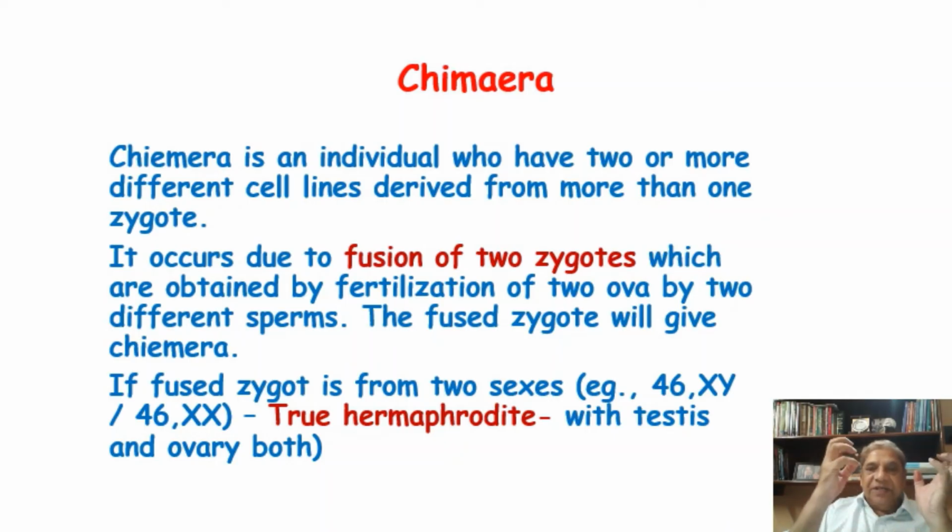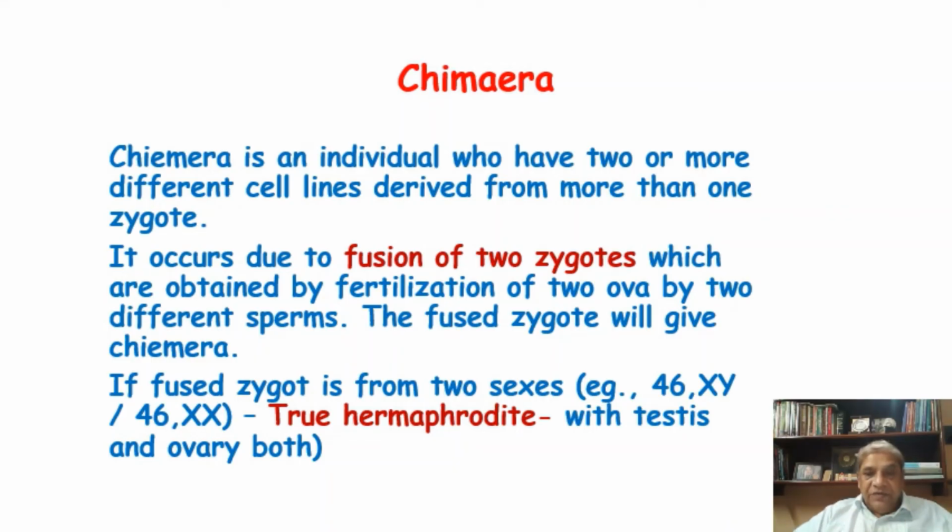Each zygote has its own genetic or chromosomal constitution, and that's why if an individual is formed by the fusion of two zygotes very early in embryonic life, then he will have two different kinds of cell lines. It occurs due to fusion of two zygotes obtained by fertilization of two ova by two different sperm. If there are two ova present in the fallopian tube and two different sperm penetrate them, then two zygotes are formed, and in the early stage the zygotes are quite sticky, and when they fuse with each other they ultimately result in one individual.